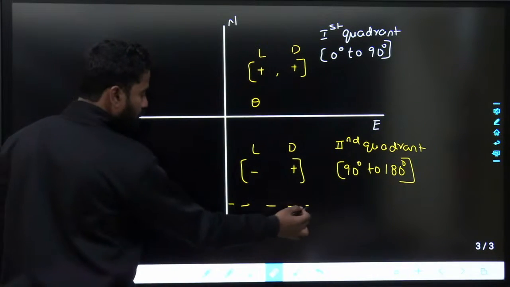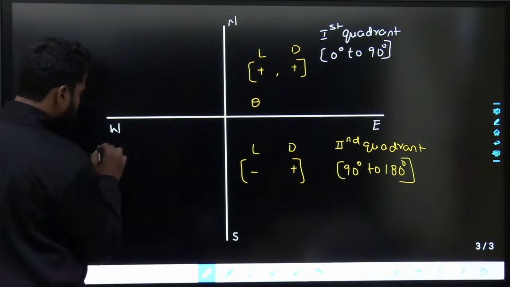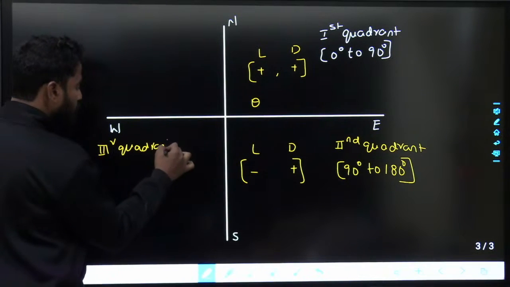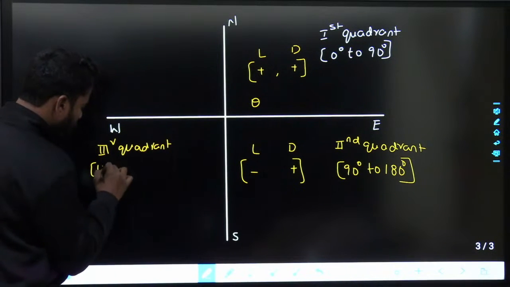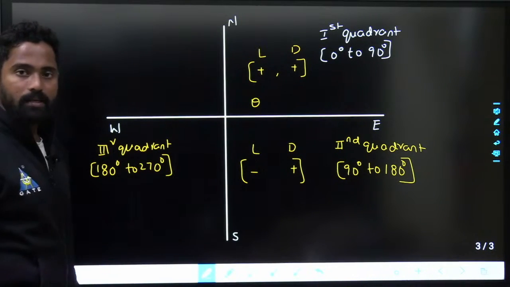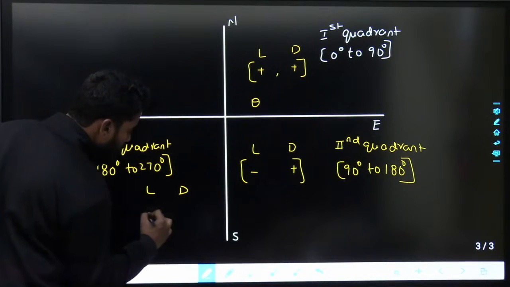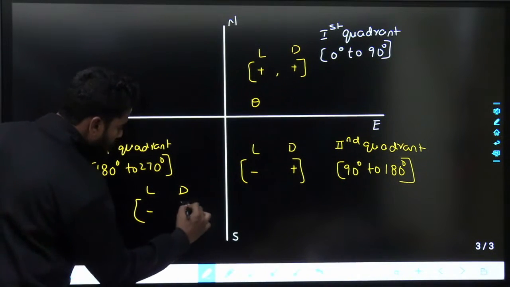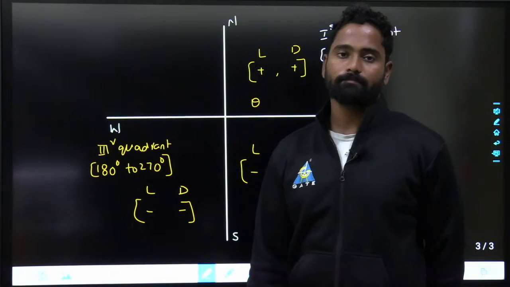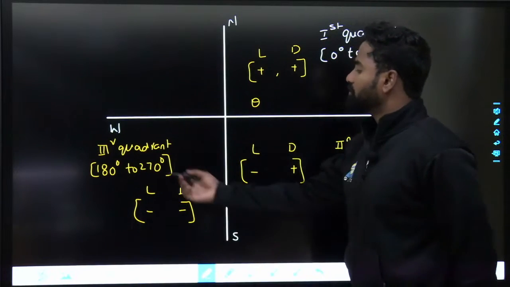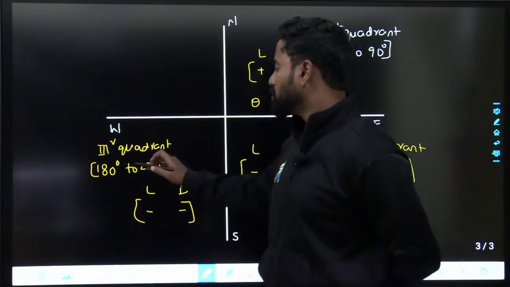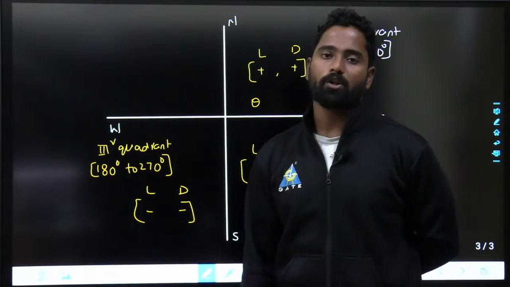Now in the third quadrant, the angle is between 180 degrees to 270 degrees. In this quadrant latitude and departure both are negative. Fine. Why? Because from 180 to 270 degrees cos theta is negative, sin theta is also negative. So latitude is negative, departure is also negative.